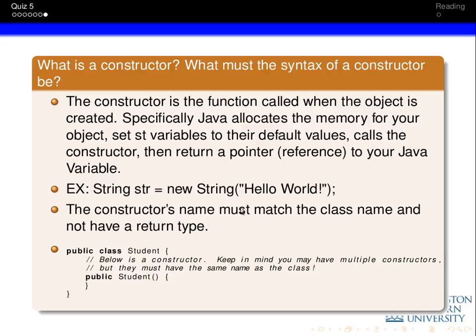The constructors, we talked about the syntax. The name must match the class name, so class Student, those two must match, and also Student doesn't return anything. Note you can have multiple constructors, you just change the argument list for Student. Okay, any questions?